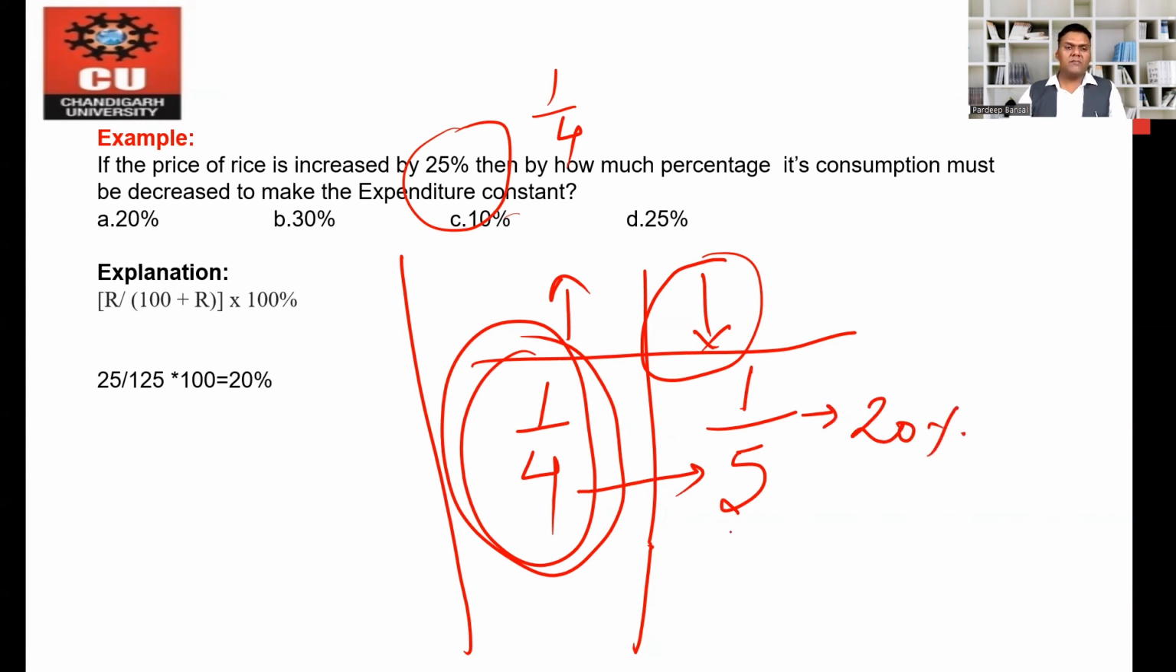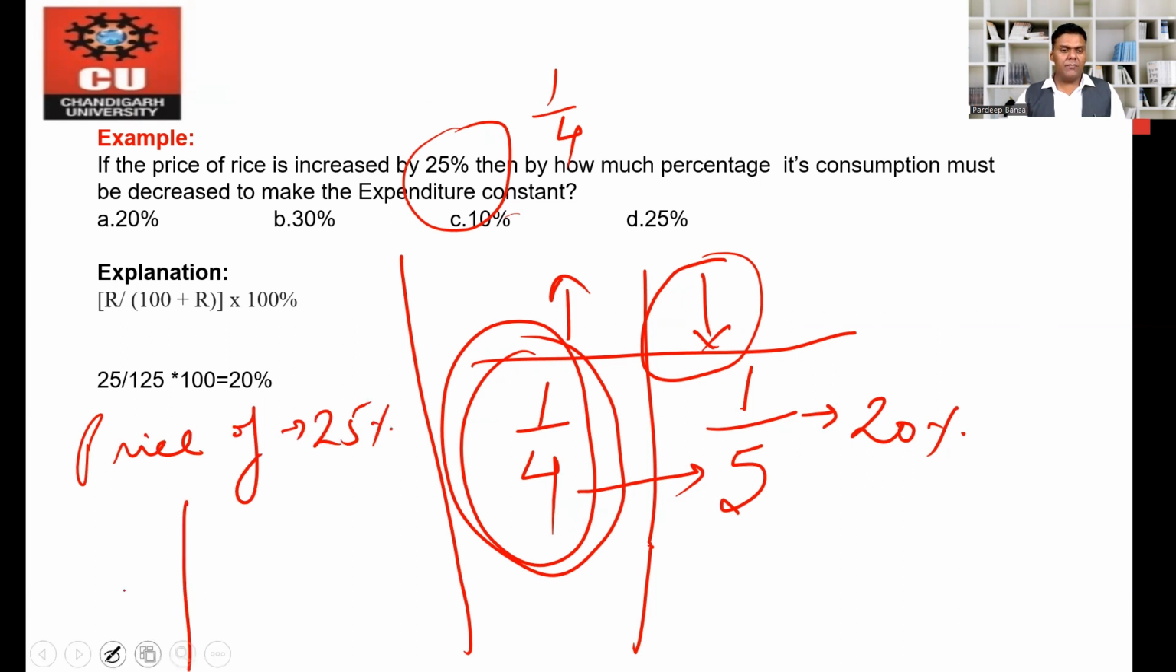So the question arises, sir, is it valid for everything? Yes, for everything and anything where 1 is the numerator. Now, let's take the other way out: the price of rice decreases by 25%. Decrease has been given to you. So here 1 by 4, as I said, if you're looking for a decrease in the answer, you need to increase the denominator by 1.